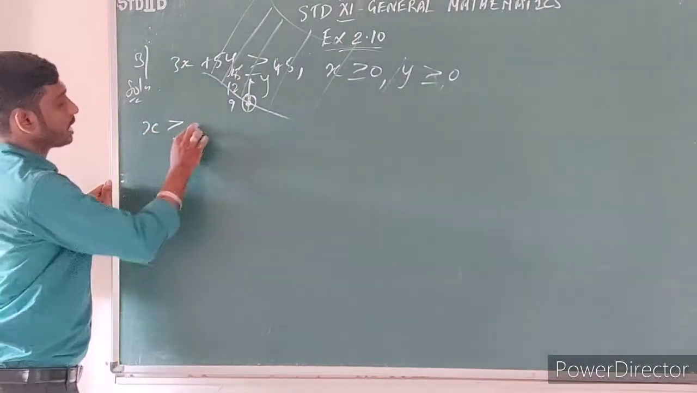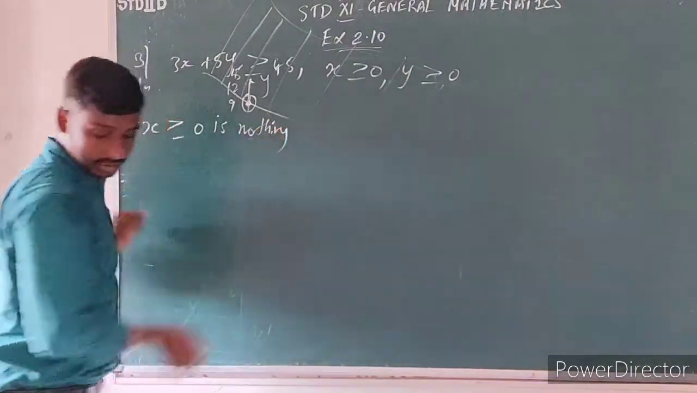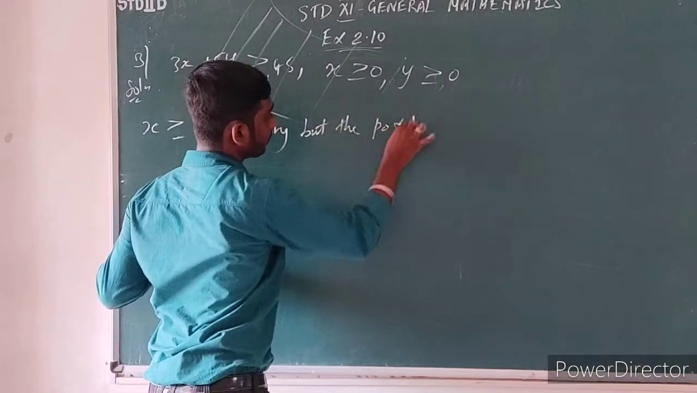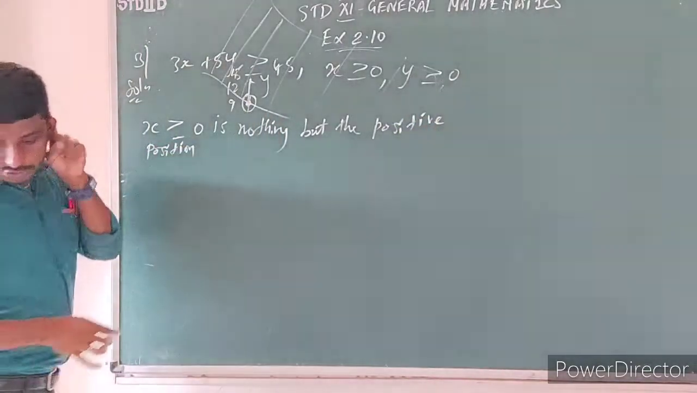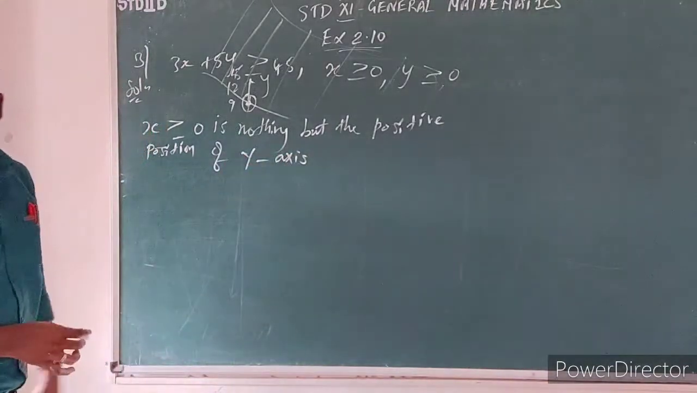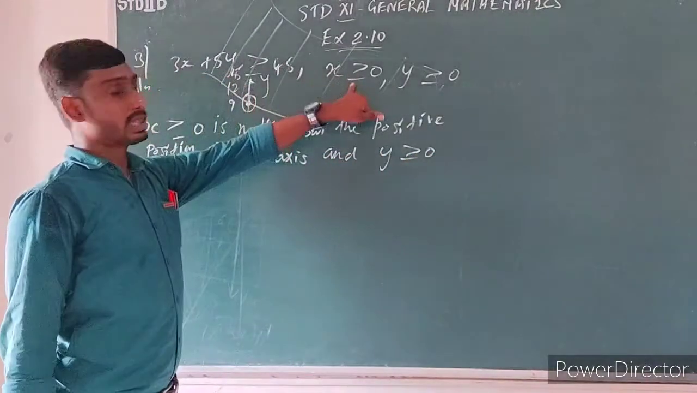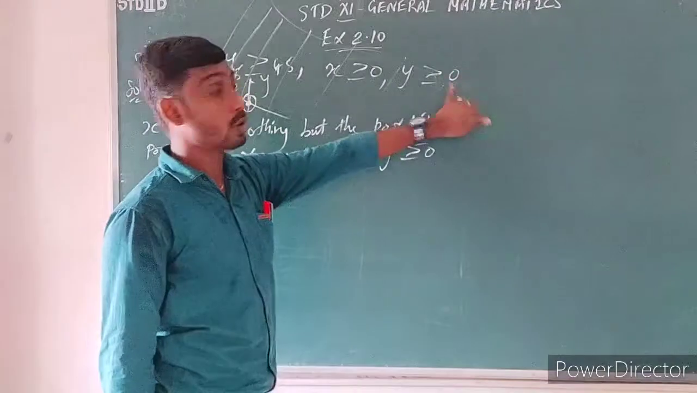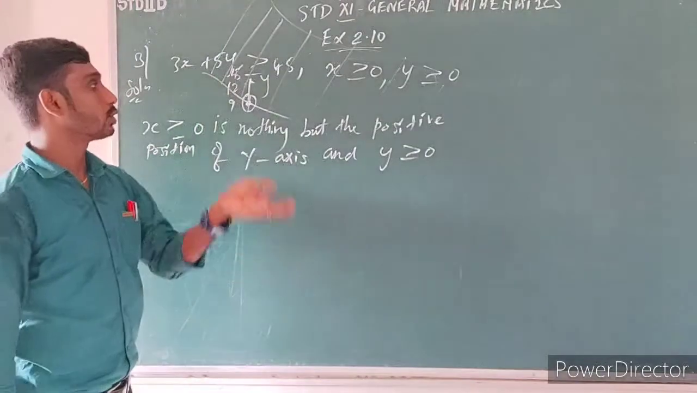X greater than or equal to 0 is nothing but the positive portion of the y axis. Because here they are given x will be greater than or equal to 0, y will also be greater than or equal to 0. So greater than 0 means all the values come into the positive region. That's why we are shading into the positive region.